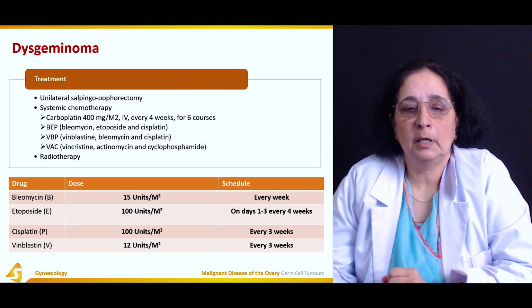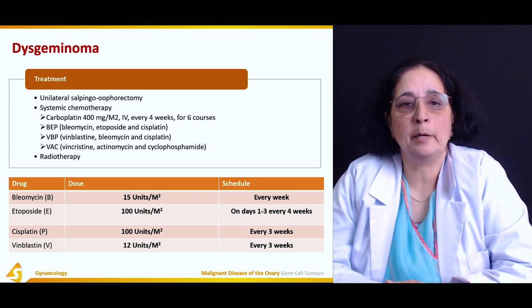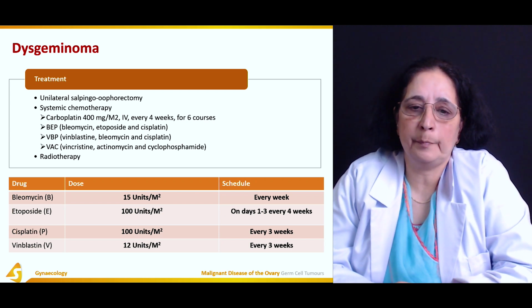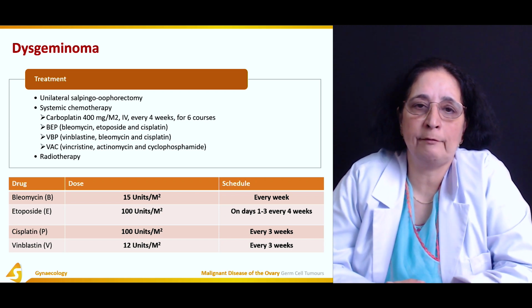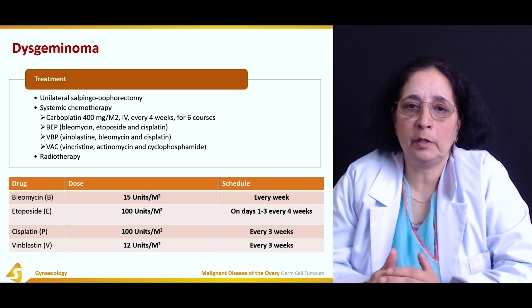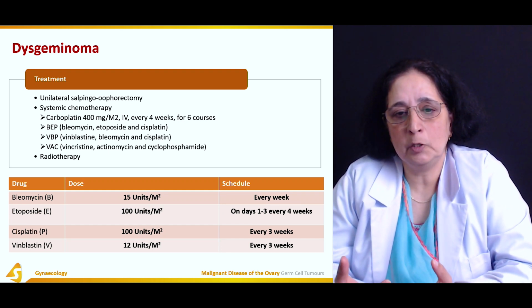Treatment of dysgerminoma, if we see, is unilateral salpingo-oophorectomy, and then systemic chemotherapy, and finally radiotherapy. So again, surgery, chemotherapy, radiotherapy, that's the usual treatment for most of the carcinomas.